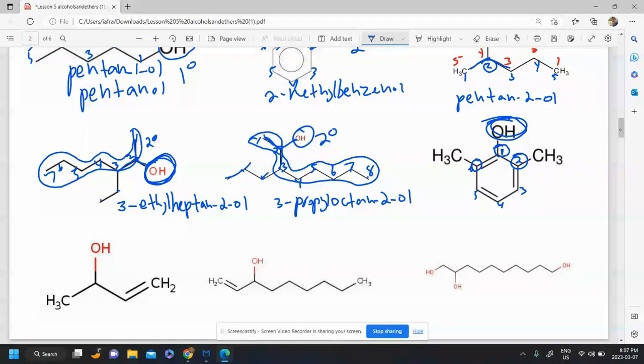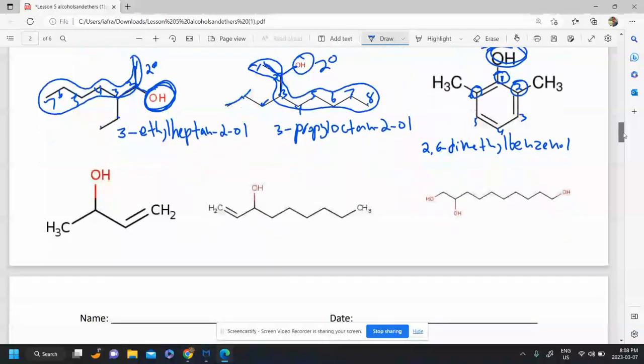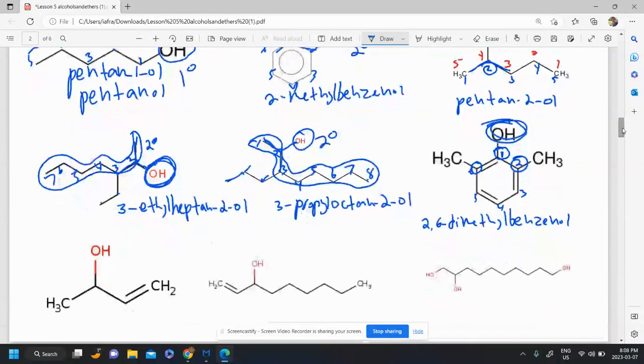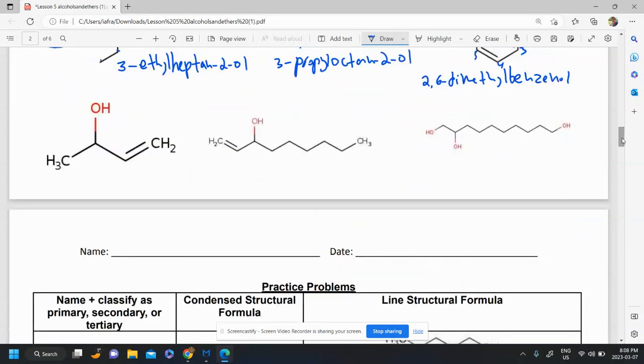So what do we have? We have 2,6-dimethylphenol. Okay. And let's label that as secondary, primary, or tertiary. So this carbon is attached to 1, 2, so secondary alcohol. Now let's go and do the last row over here.